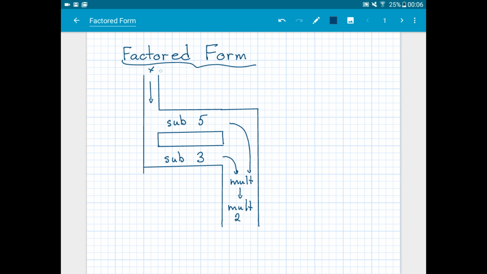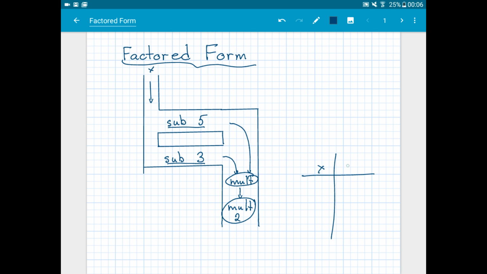So if you take an input this time, we're going to do two different things to it. We're going to subtract 5 from it, and we're going to subtract 3 from it. Then we're going to multiply those two numbers together. Then we're going to take that result and multiply it by 2. So let's follow this through with a couple of examples.